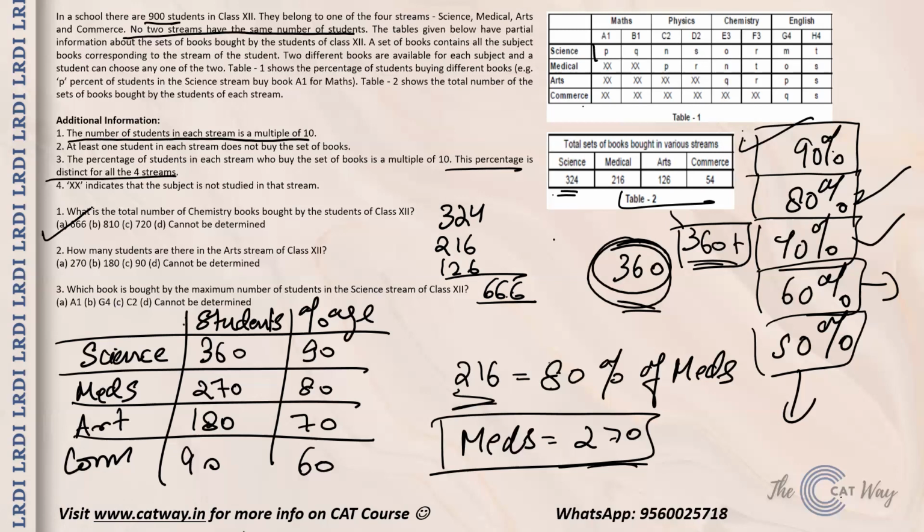Question number 2, how many students are there in the arts stream? So for the arts stream we have calculated 180 students. Option number B will be the right answer.